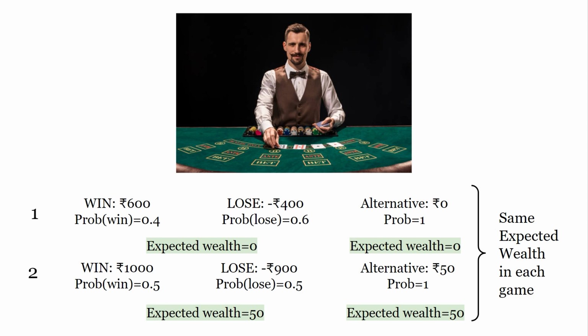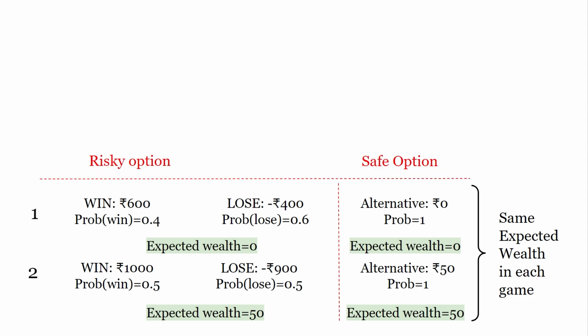In the first game, if you play or you don't play, your expected wealth is 0, and in the second game, even if you play or don't play, your expected wealth is 50. We can now see that in each game, there is a risky option and a safe option to make the same amount of money. In the first case, we can make 0 rupees with the risky or the safe option, and in the second case, we can make 50 rupees with the safe or the risky option.